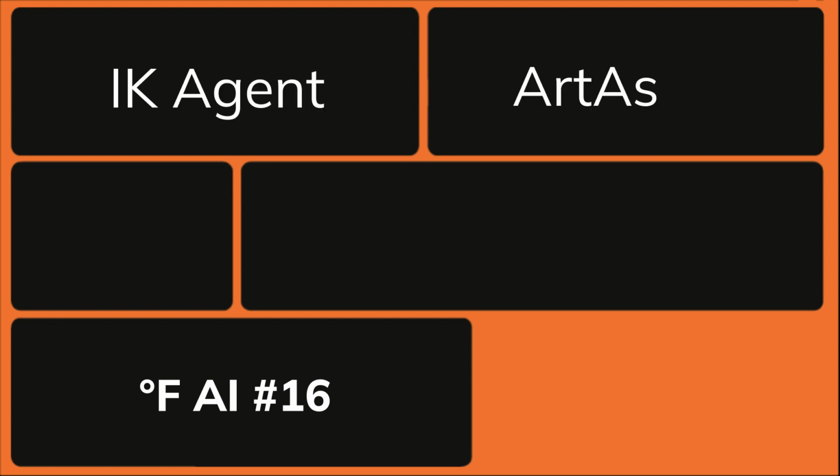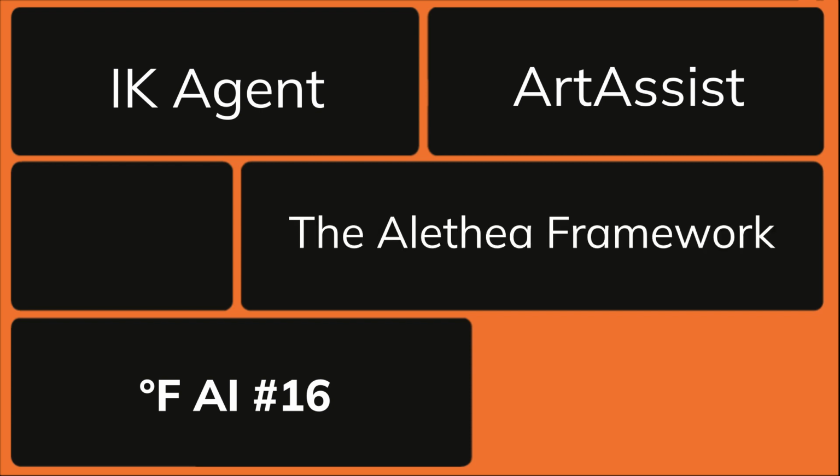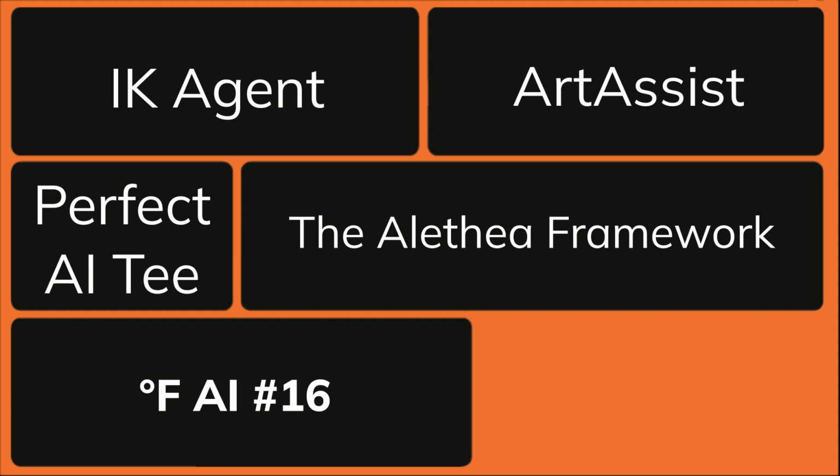Welcome to Fahrenheit AI, episode 16. In this episode, we will take another look at the Ink Kitchen agent, the new Art Assist agent, the Aletheia framework, and finally, the perfect AI tea.